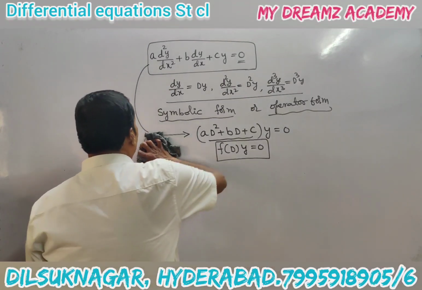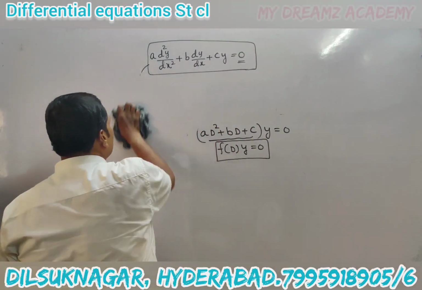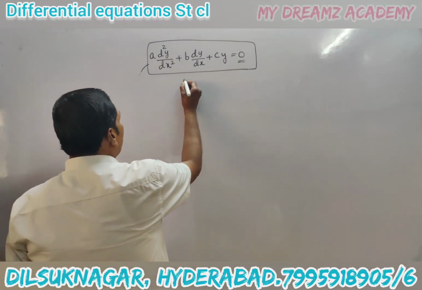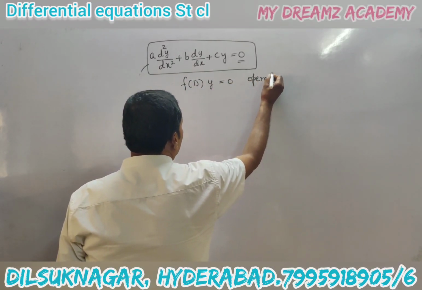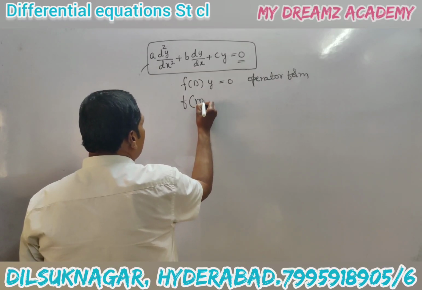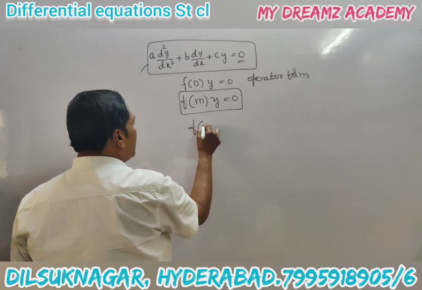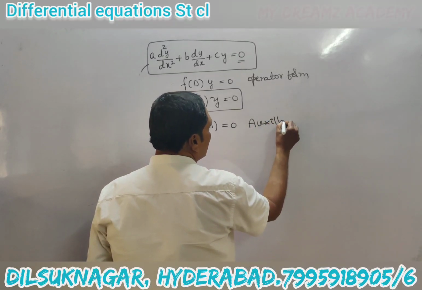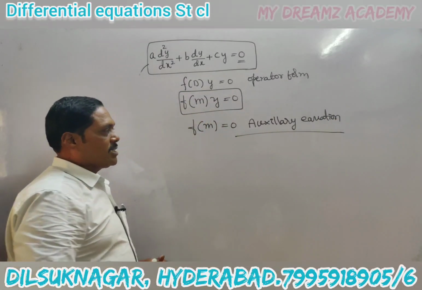After writing the operator form, you have to write the auxiliary equation. Auxiliary equation means f of D y is equal to 0 is the operator form. If you write this in terms of m, replacing D by m, f of m is equal to 0. This is called the auxiliary equation.